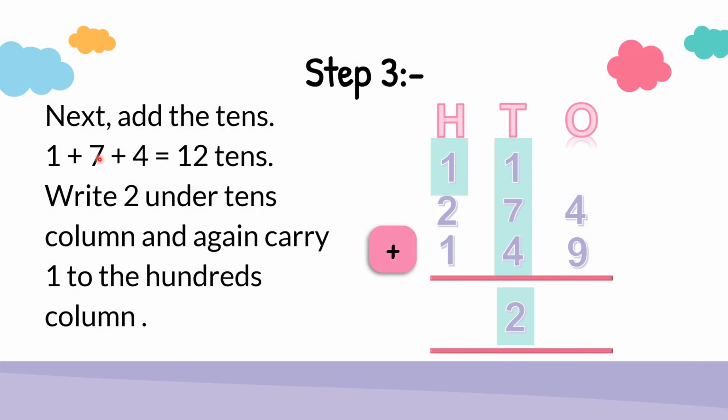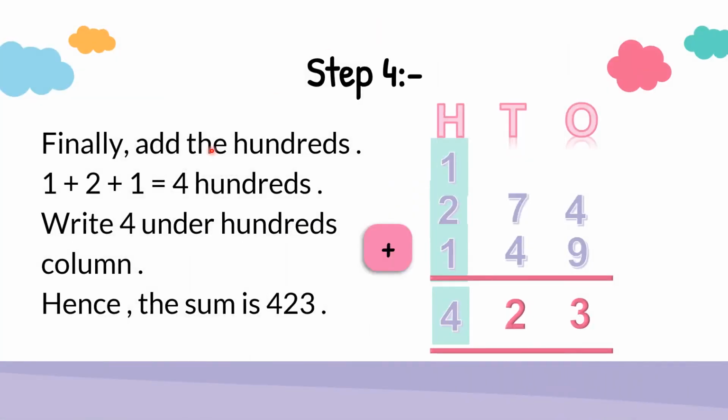Step 3. Next, add the tens. 1 plus 7, 8. 8 plus 4 will be equal to 12. Keep this 2 under the tens column and take 1 carry to the hundreds column.